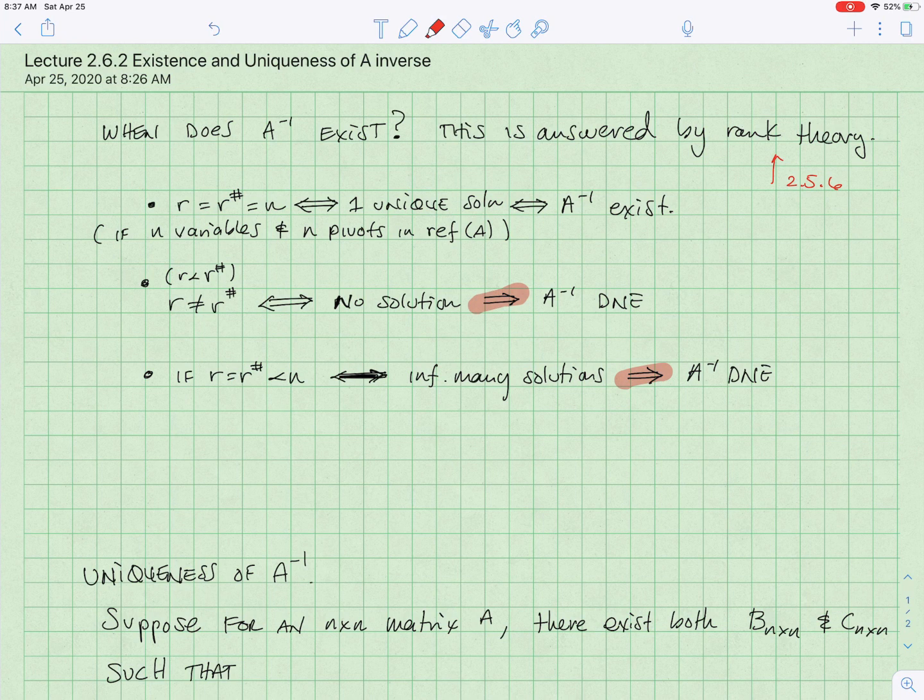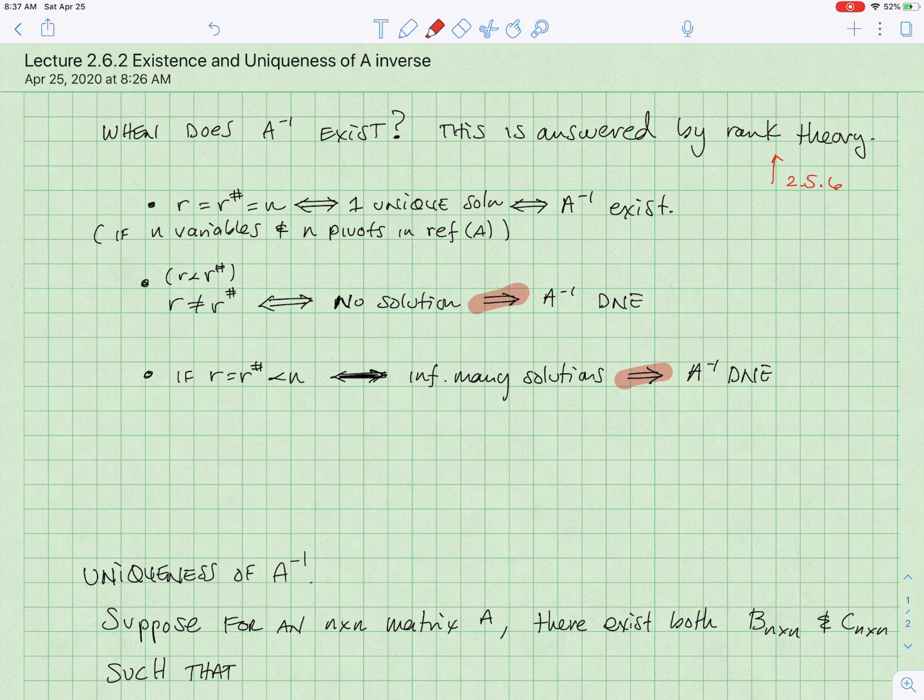Now, the next thing I want to talk about is the uniqueness of A inverse. And what that means is the simple statement that if there is an A inverse, there's only one A inverse. And so there aren't multiple versions of this.